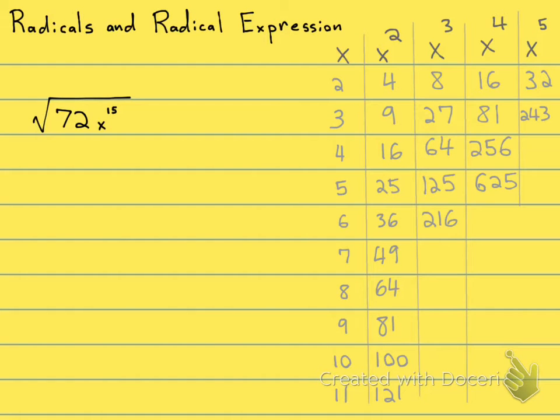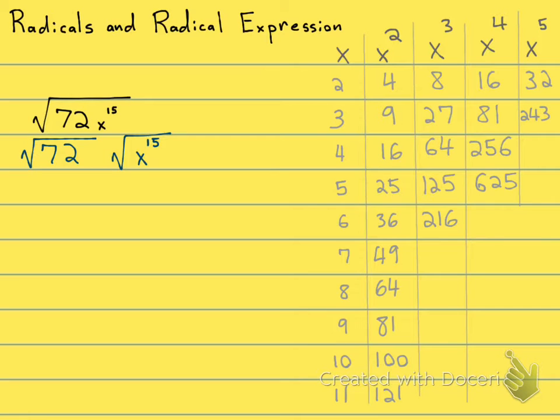Let's simplify this rational expression. First, notice that we have numbers and variables, and I like to split those up because the way that we look at them is different. Here's the square root of 72, and here's the square root of x to the 15th.